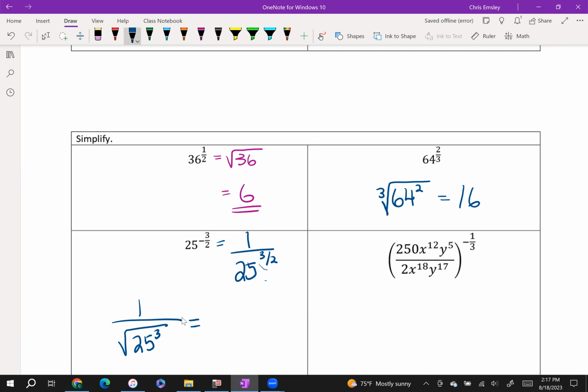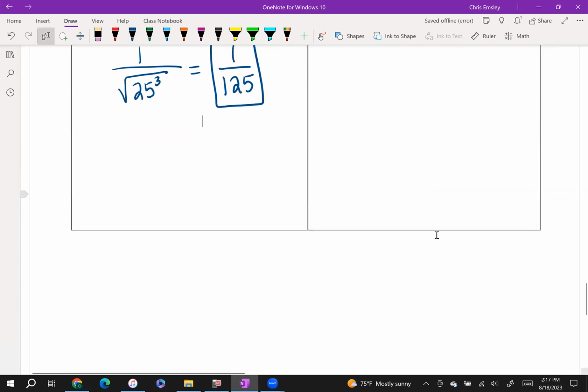The square root of 25, I can do in my head, right? Square root of 25 is 5. And then 5 cubed, can you do that one in your head? 5 cubed, I think, is 125. We're going to skip that one.